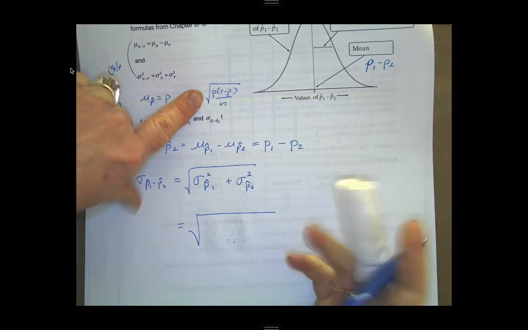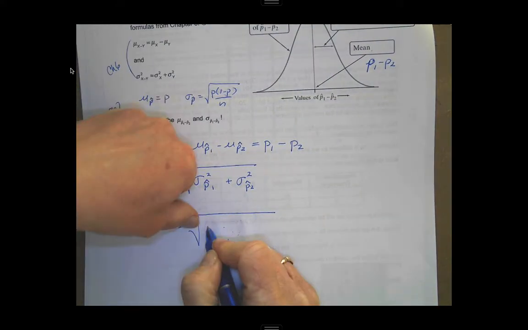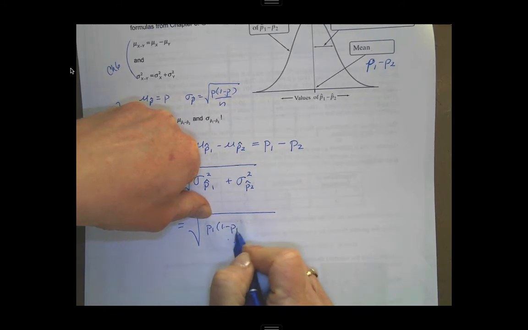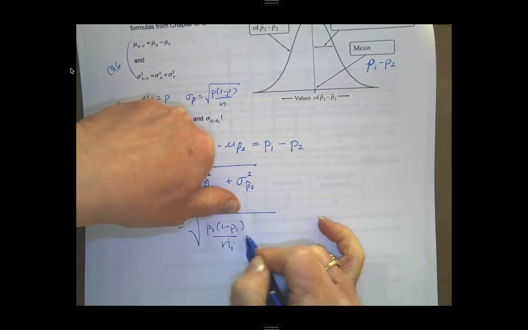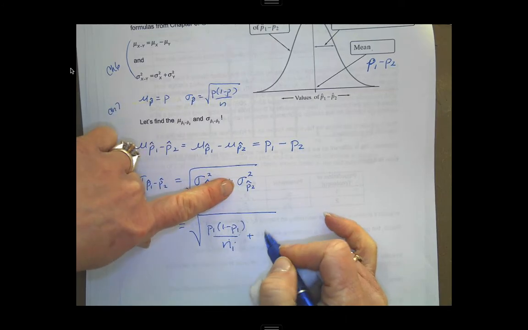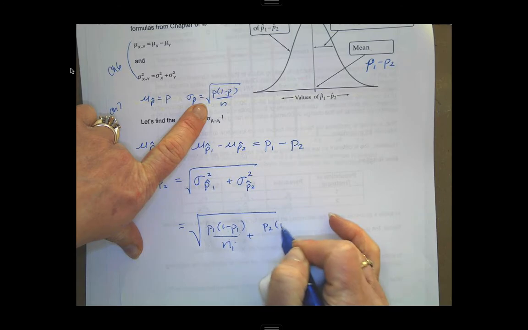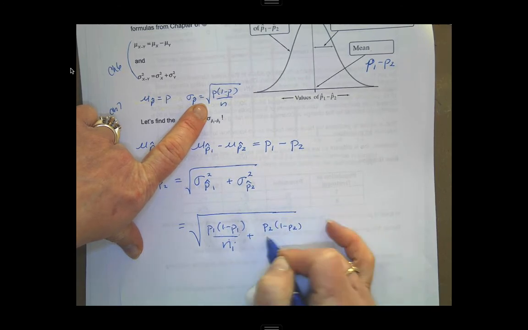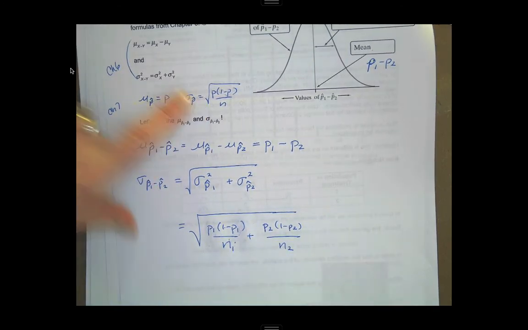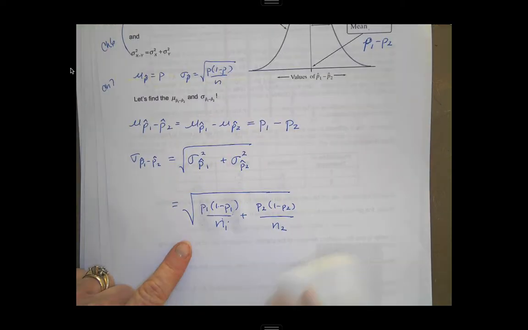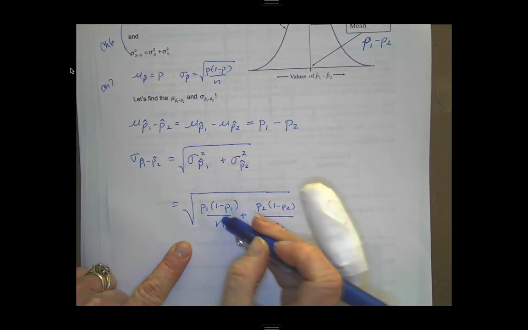So remember, I'm squaring the standard deviation. So then I have P1 minus P1 over N1. Same thing's going to happen over here. I'm going to take something that's under a square root, but I'm going to square it. We're going to get this right here. So this is the standard deviation of the differences.